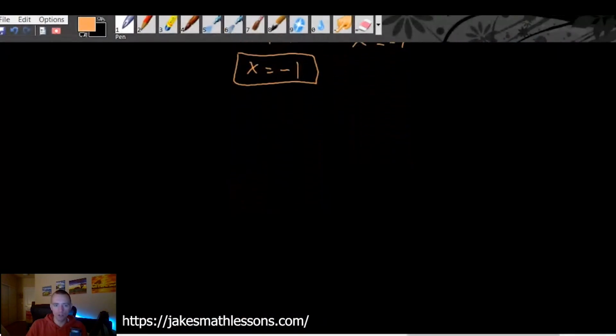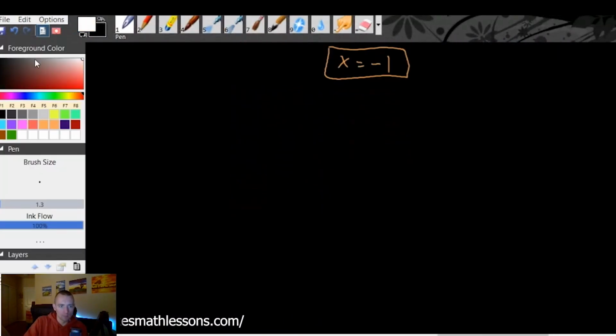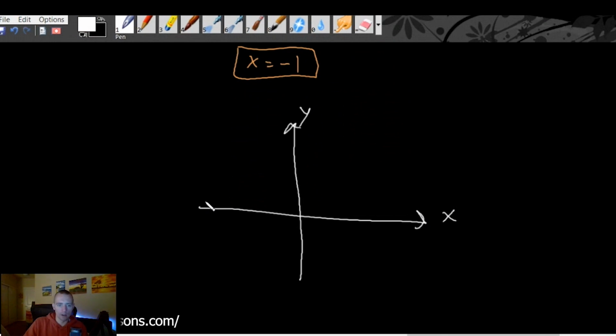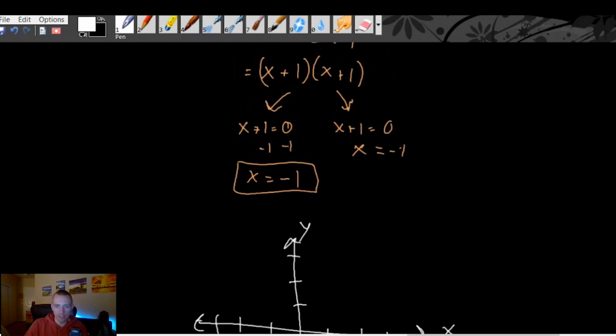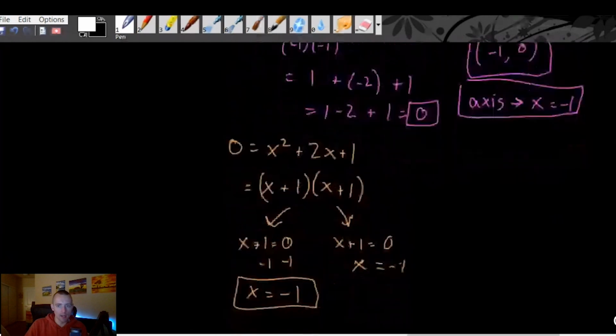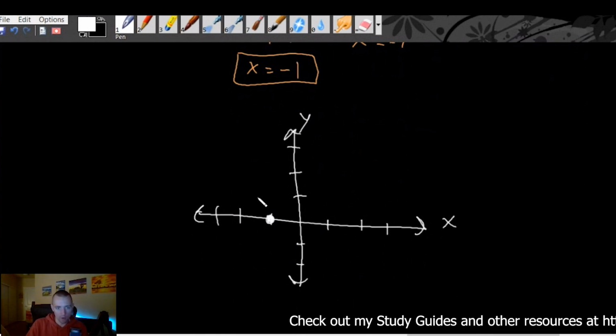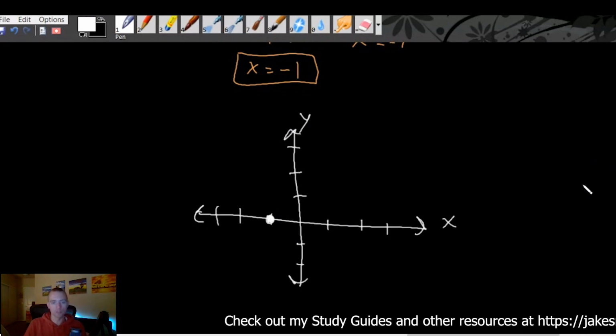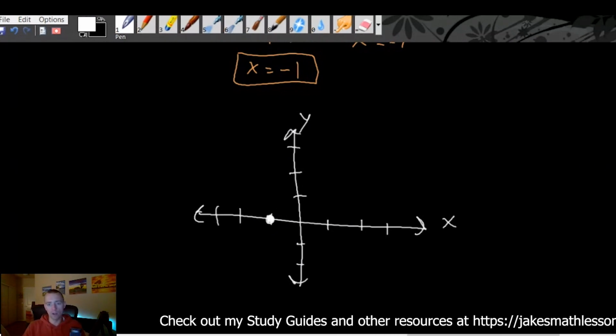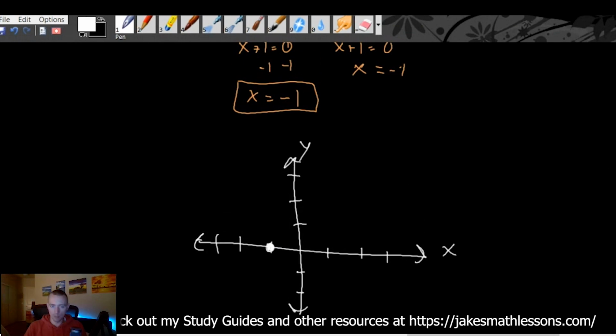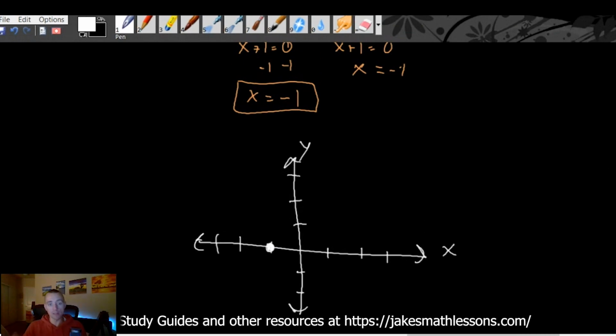So now to sketch all this, we can start by just drawing our axes here. So like I said, our vertex is at -1, 0. So we go to x equals -1, y equals 0. So our vertex is right there. And then we have only one x-intercept at x equals -1, which is exactly what our vertex is. So that's what we would expect whenever we're only getting one x-intercept on a quadratic function. That tells us basically that our vertex is on the x-axis.